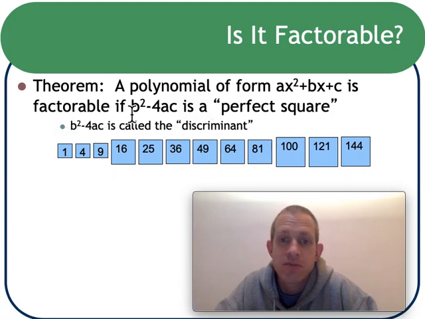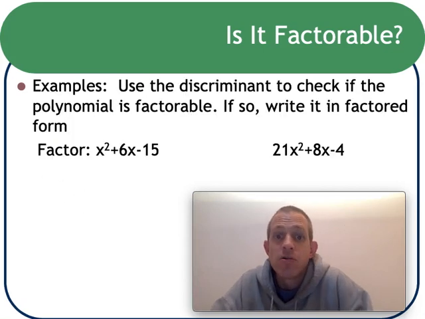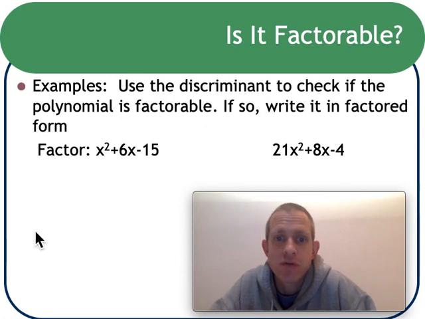So if you plug numbers into this expression, by the way, this expression is called the discriminant. If you plug numbers into that and it comes out to be a perfect square, then that means it's factorable. And if it doesn't, then you'll not be able to factor it. So let's look at a few examples and see what we mean.